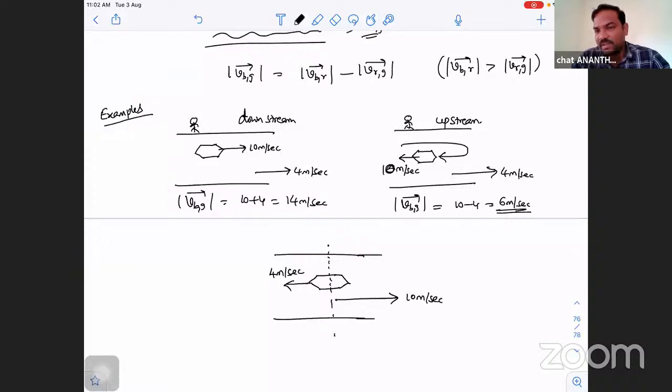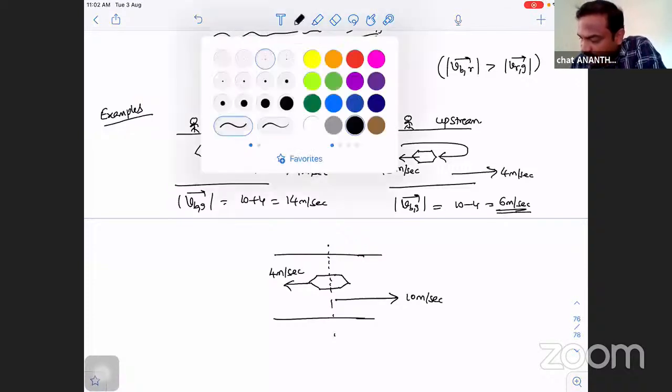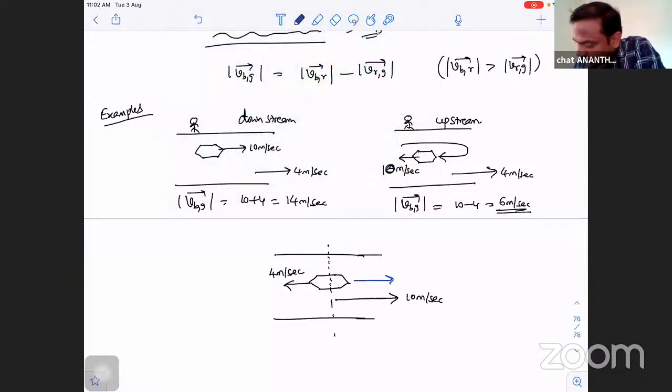Very good. I think Safalia answered upstream. Safalia, once verify: boat velocity is very less, but river velocity is very more. So then the boat does not go upstream, it will go downstream. Okay? So it will go downstream with what speed? 6 meter per second. Very good.